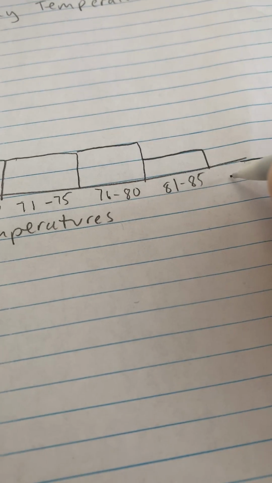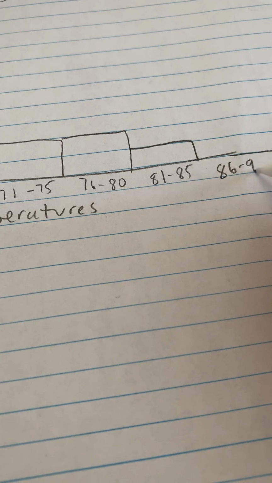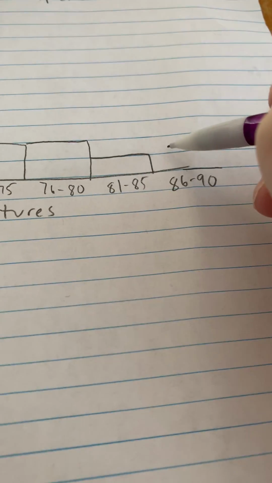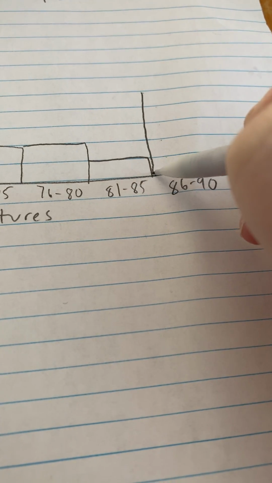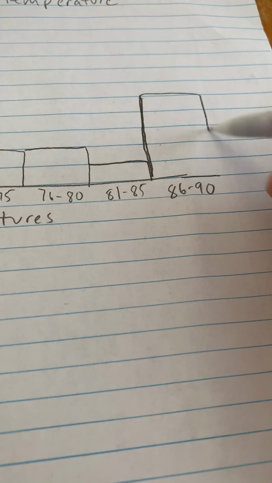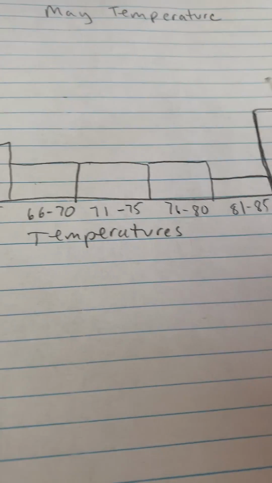And then the last one is 86 to 90, which is 5 days. And I had each of these lines count as a day. So this is 1, 2, 3, 4, 5. So I need this bar, still touching, to come up and be 86 to 90. And if I go across, that's at 5 days.